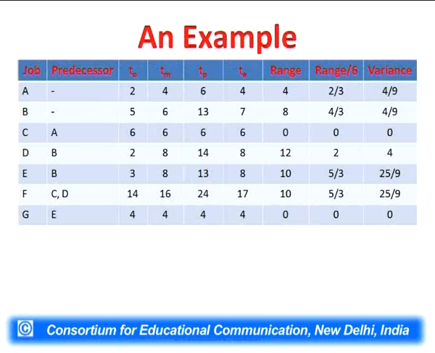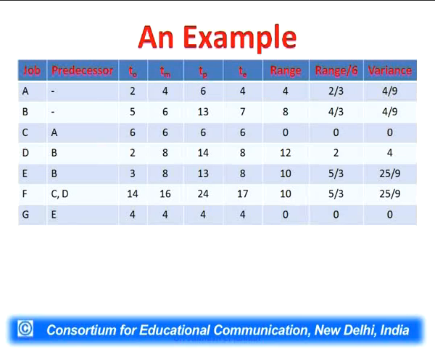Same example, now we have given 3 time estimates: TO, the optimistic time, TM, the most likely time, and TP, the pessimistic time. TO, TM, TP are given. Using the formula (TO + 4 times TM + TP) divided by 6, we will calculate the expected time, TE.